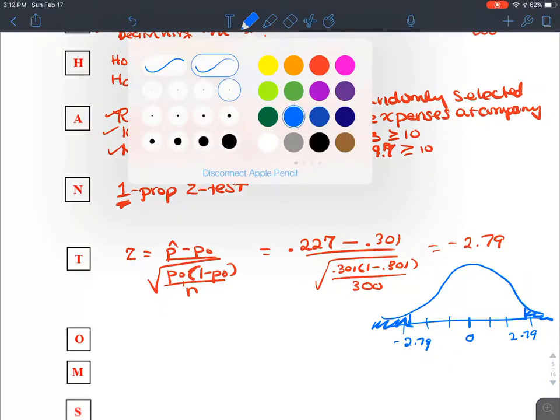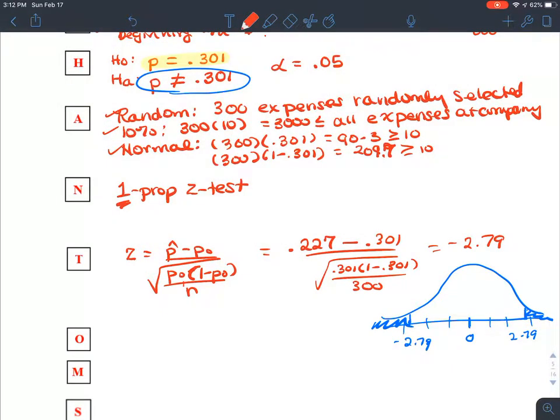Then down here, the O is obtain the p-value. When I get the p-value, I'm going to use the calculator, normalcdf. Now I technically need to be multiplying this by 2. I can choose whichever tail I want to calculate. I'll do the right tail. So 2.79 comma 10,000.